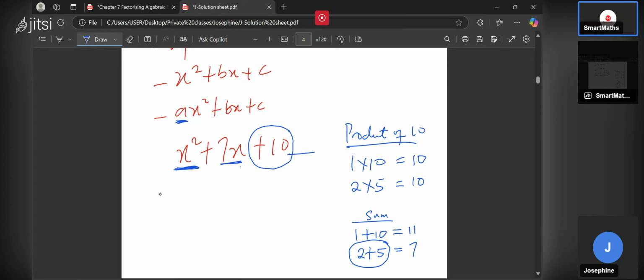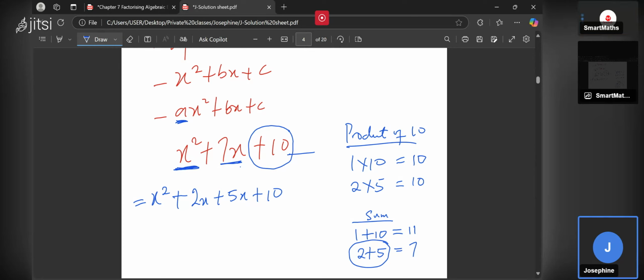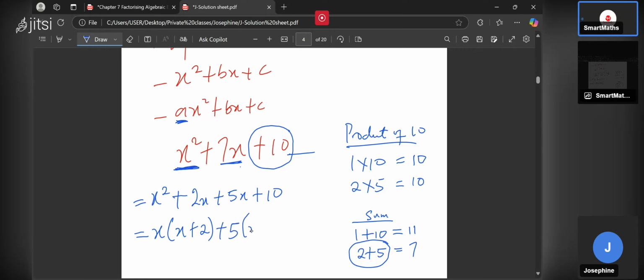So if we want to write it, we now say x squared plus, instead of writing 7x, I'm going to write 2x plus 5x plus 10. Now we have turned the expression to 4 terms. Is that clear? Yeah. Okay, good. Now that there are 4 terms, we can factorize. Factorize the first two terms to give us x into x plus 2. Then for the second pair, 5 is common, and that'll be x plus 2 as well.